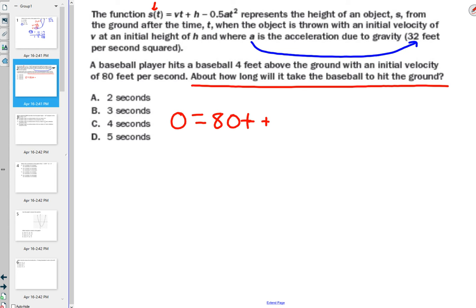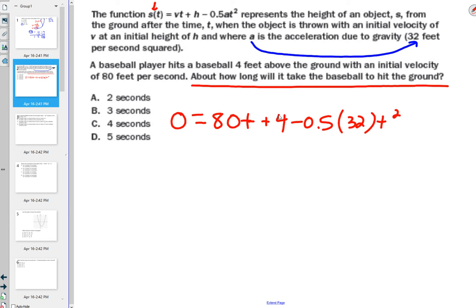Plus H. H is the initial height. I just want to make sure what H is. No, I see the 4 here. I'm looking up at the top to make sure that H is the initial height, but I guess it is. I don't see it, but I guess it could be. So plus 4 minus 0.5, and then here's the important part where A is 32 because it told us that, and then T squared.